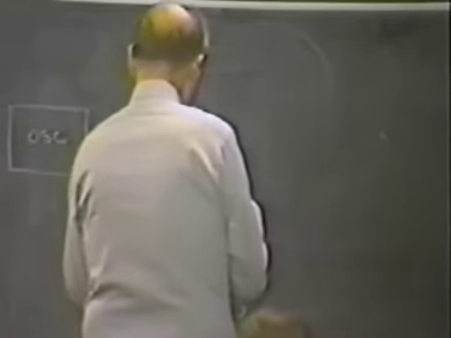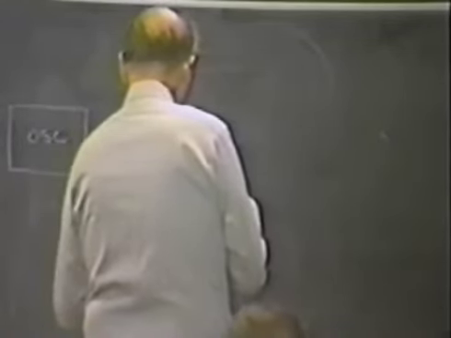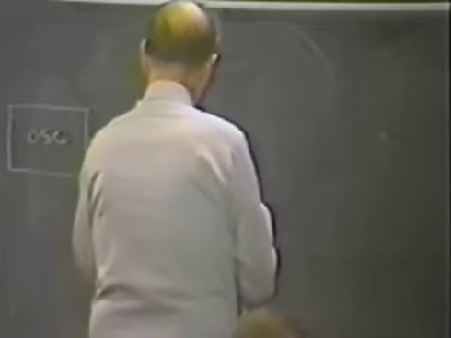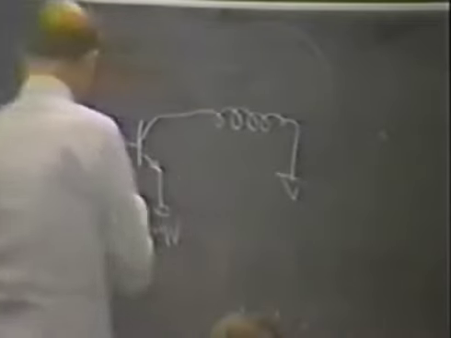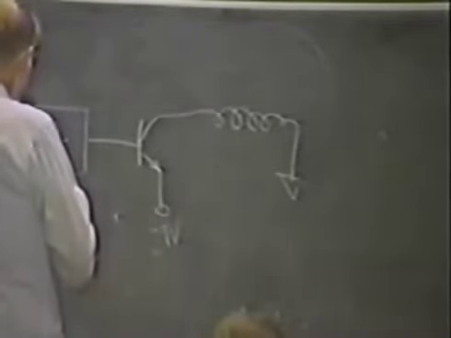And this one goes to, I think the way it's done right now is -9 volts. This comes out to a coil, which then goes to ground. And of course you have an RC out here to control the frequency.